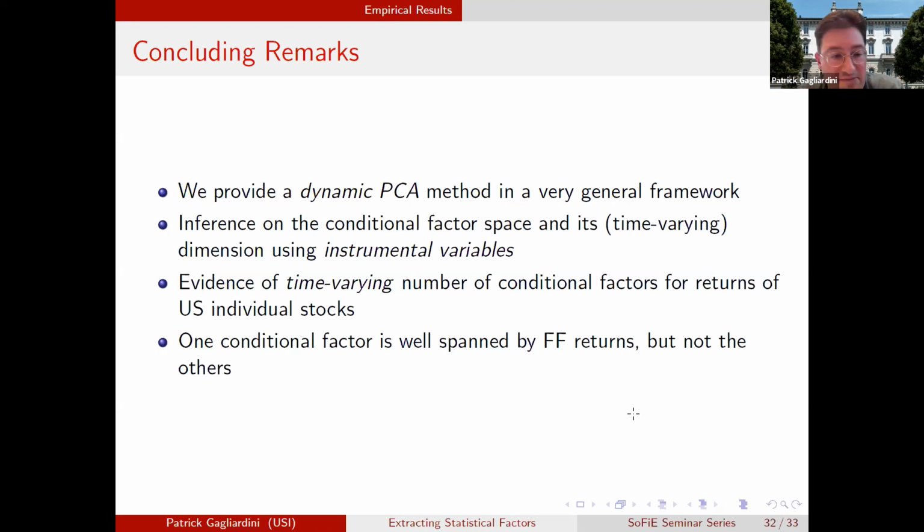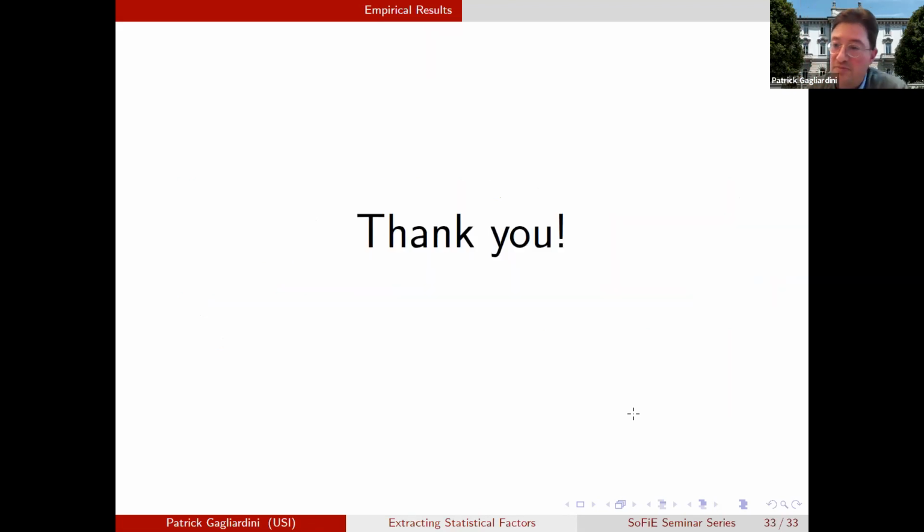But as I say, the empirical result is preliminary. We are working on this, and there are other dimensions that we plan to investigate in this paper and others, and I look forward to your comments. Thank you very much.